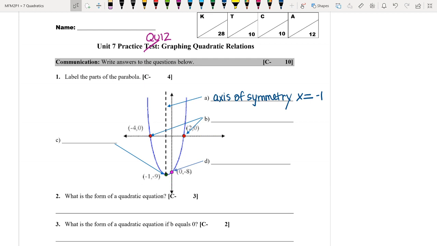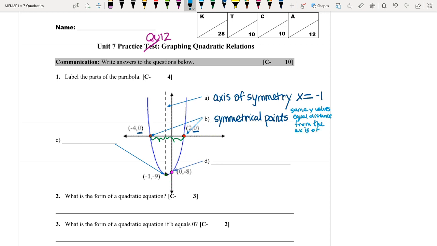B wants us to identify symmetrical points. And what are symmetrical points? Symmetrical points are points that match. Okay? When we think of them as matching, they are going to have the same y value. So if you notice here, the y values of those 2 points are both 0. The other important characteristic about symmetrical points is that they are an equal distance from the axis of symmetry. So we can write a little note here: same y values and equal distance from the axis of symmetry.